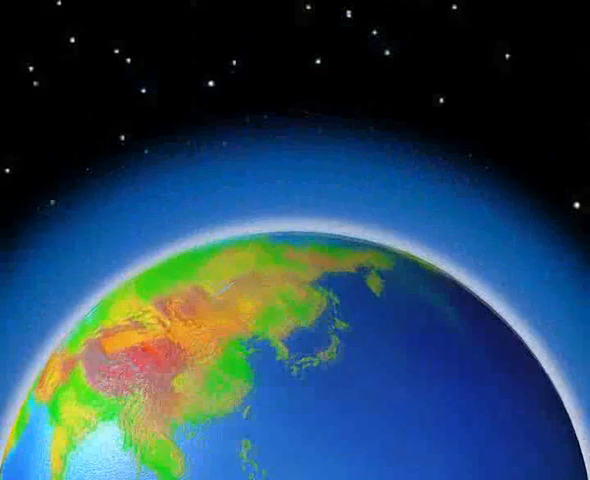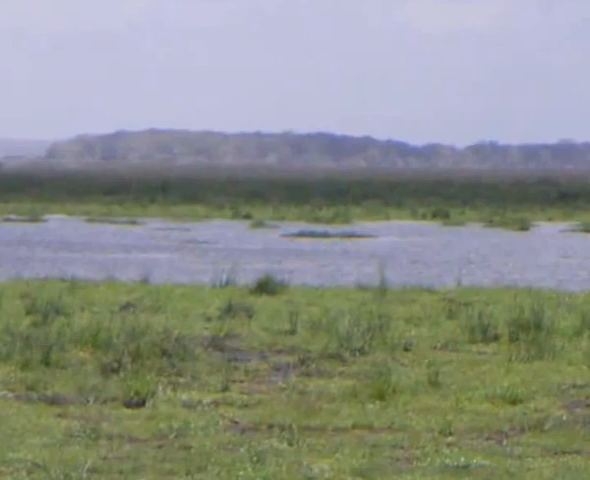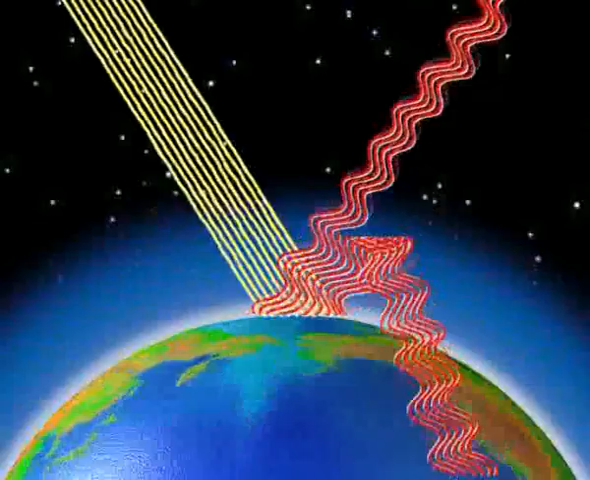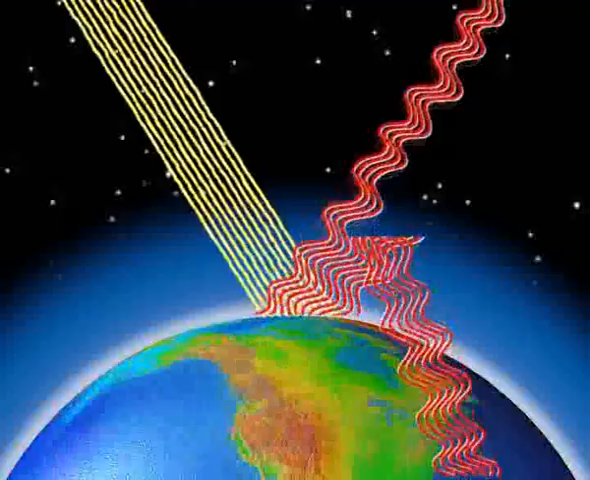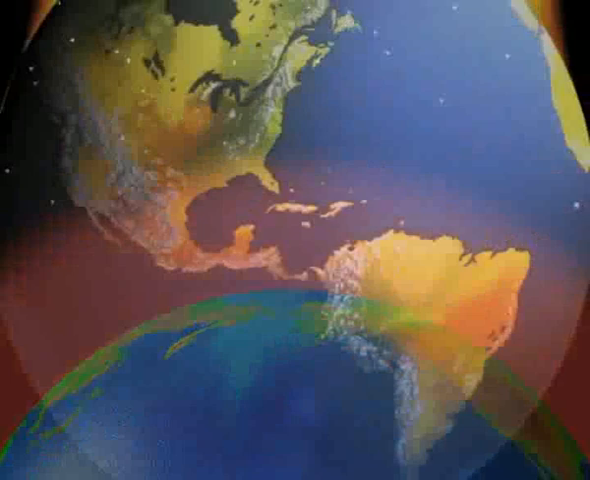Sunlight enters the Earth's atmosphere, passing through the blanket of greenhouse gases. As it reaches the Earth's surface, land, water, and biosphere absorb the sunlight energy. Once absorbed, this energy is sent back into the atmosphere. Some of the energy passes back into space, but much of it remains trapped in the atmosphere by the greenhouse gases, causing our world to heat up.